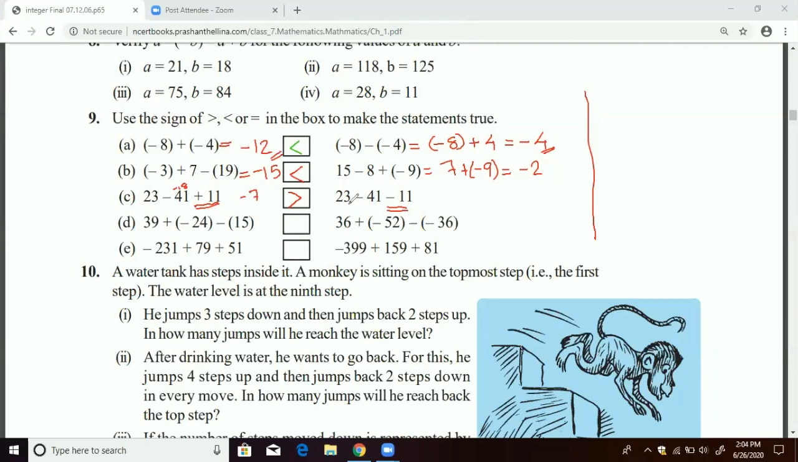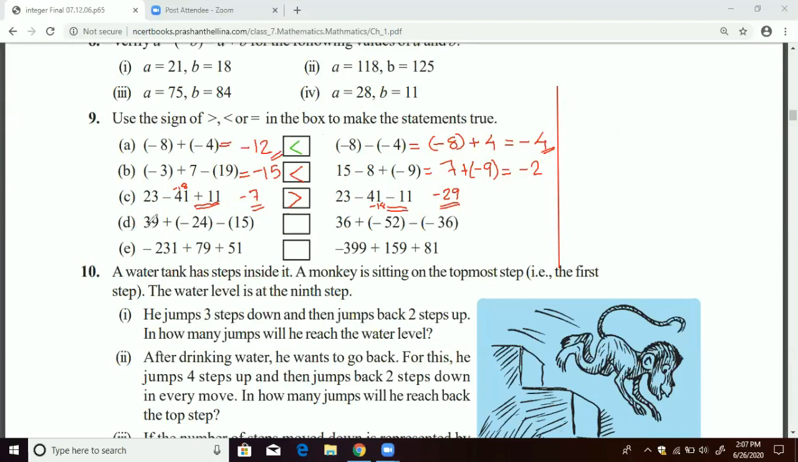In the same case, what will you get as the answer here? 23 minus 41, you will get minus 18 itself. But when you are subtracting 11, what will you get? You will get the answer minus 29. So minus 29 will be the lesser value and minus 7 will be the greater value.